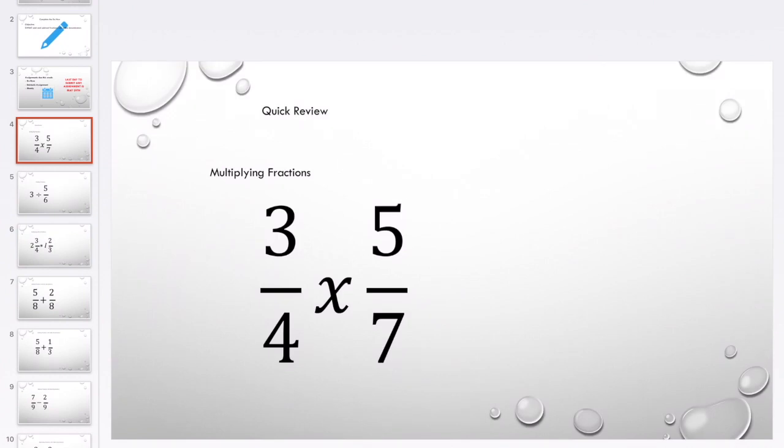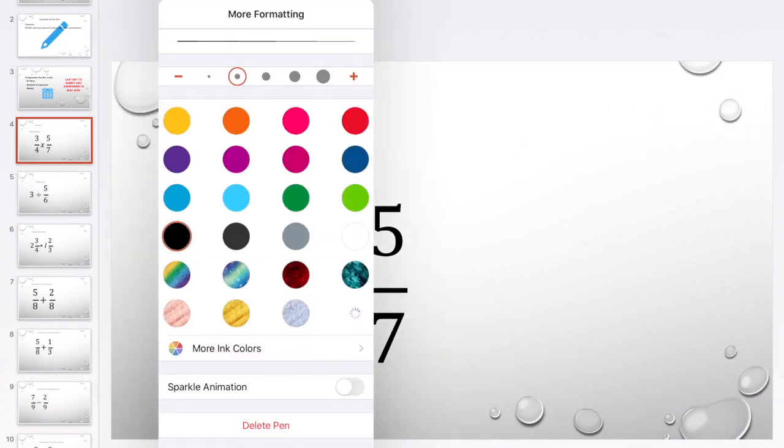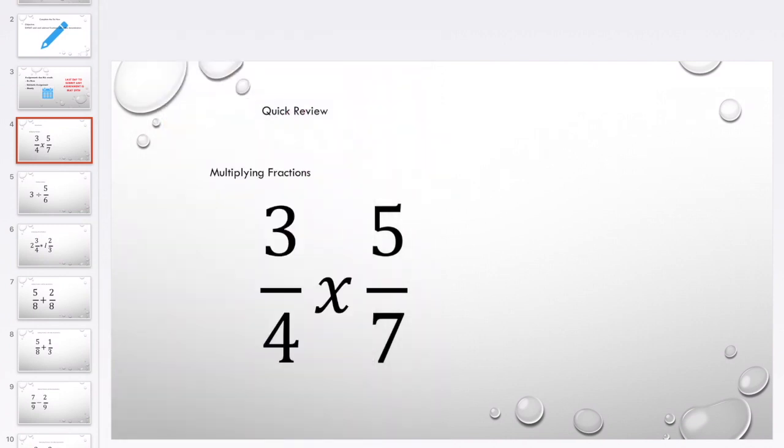Alright, let's do a quick review. We have 2 fractions that we want to multiply. Multiplying fractions, we multiply the numerator by the numerator and the denominator by the denominator, and if we can simplify, we simplify, or we just leave it as it is. Looking at these 2 fractions, I cannot simplify anymore, so this would be the final answer.